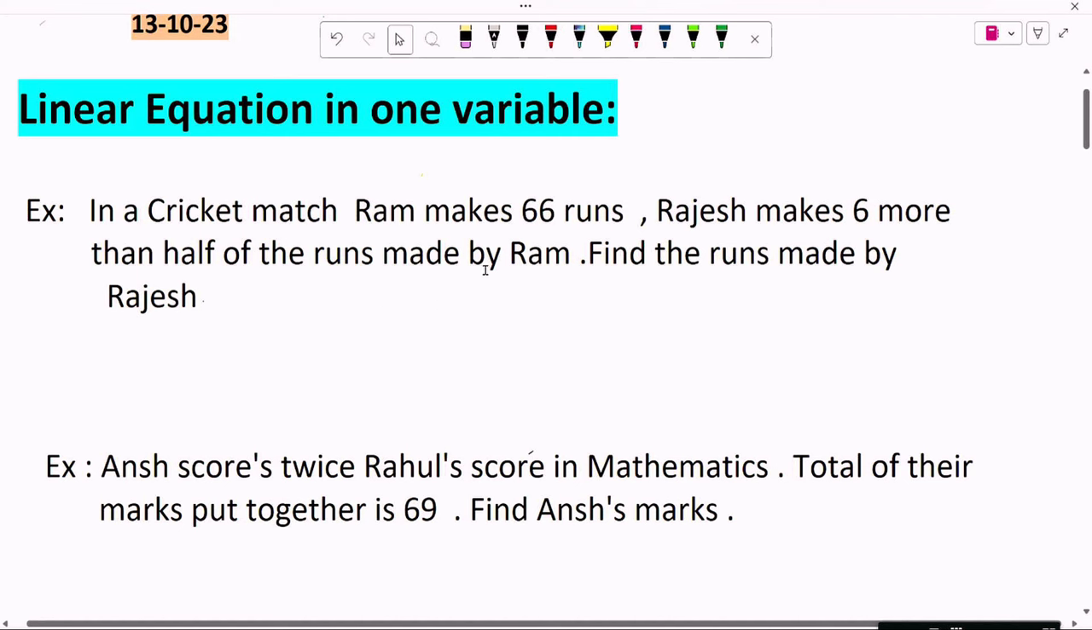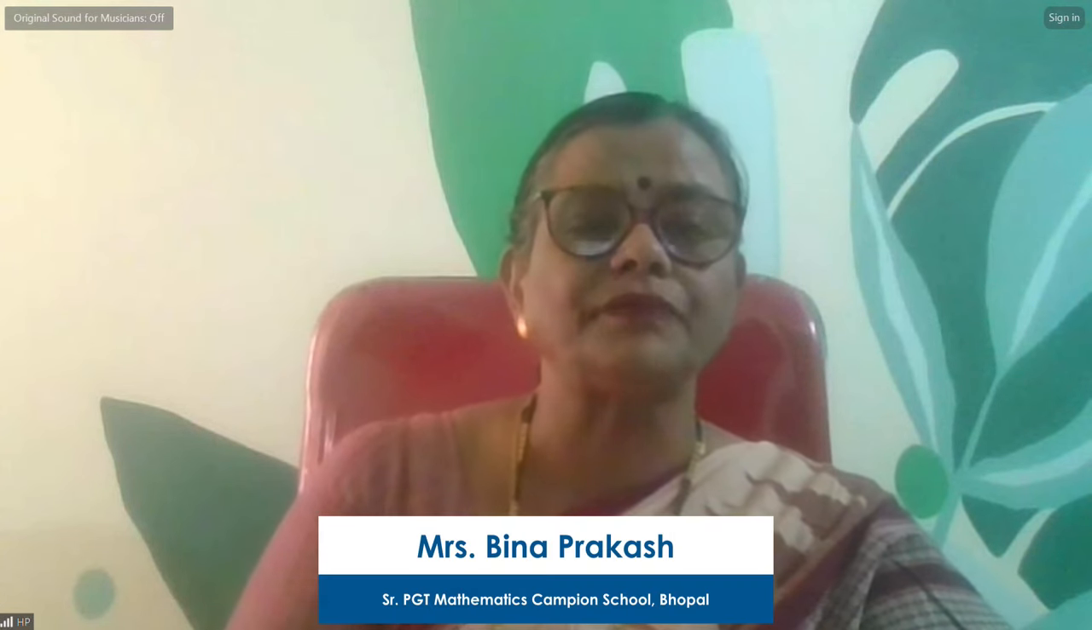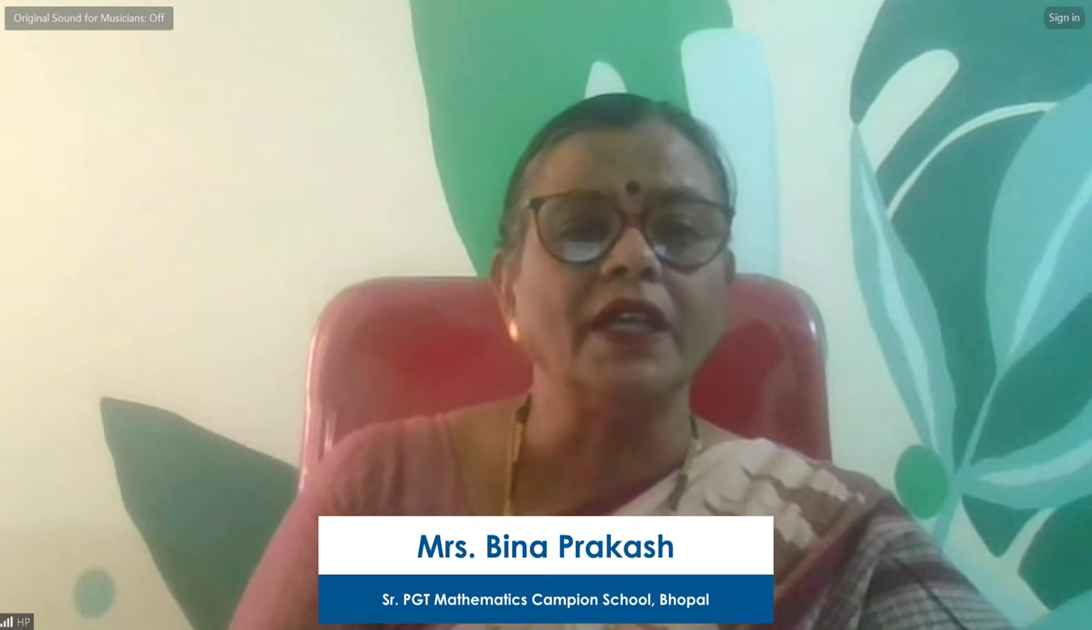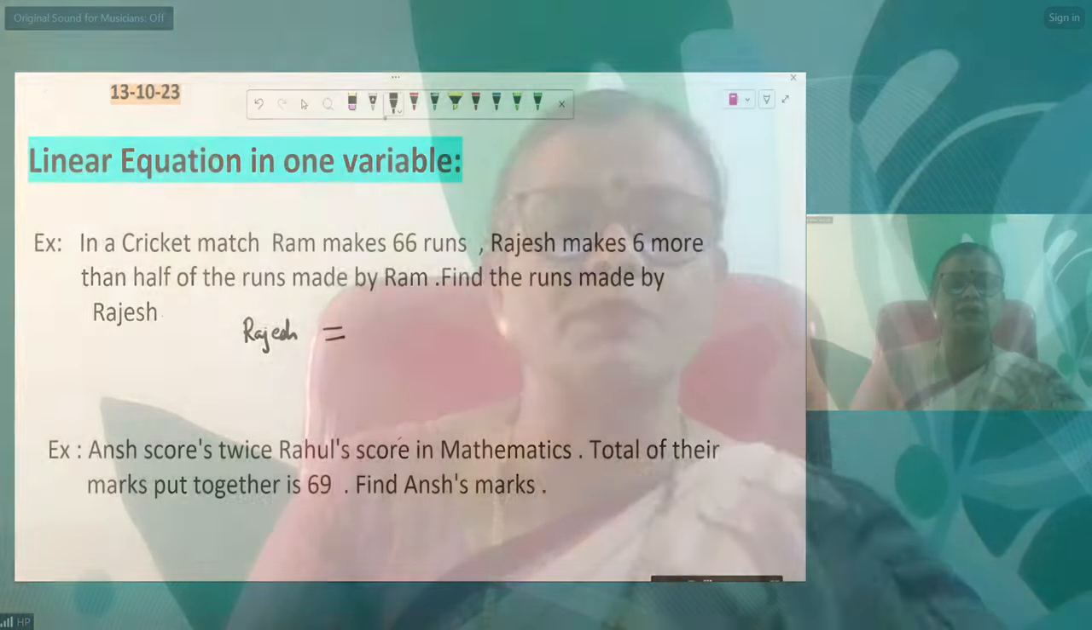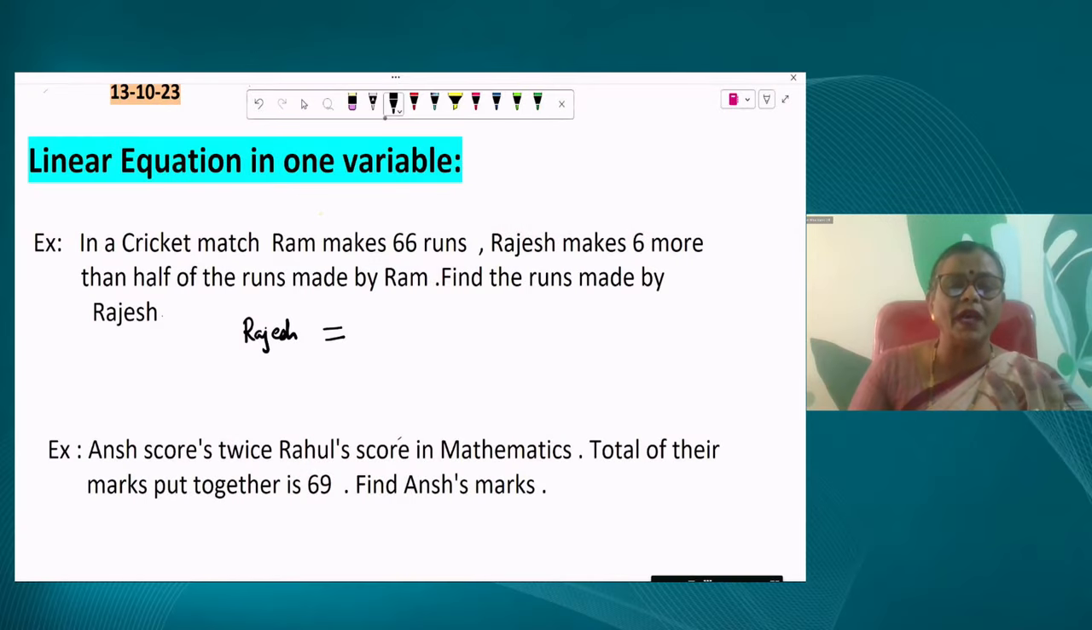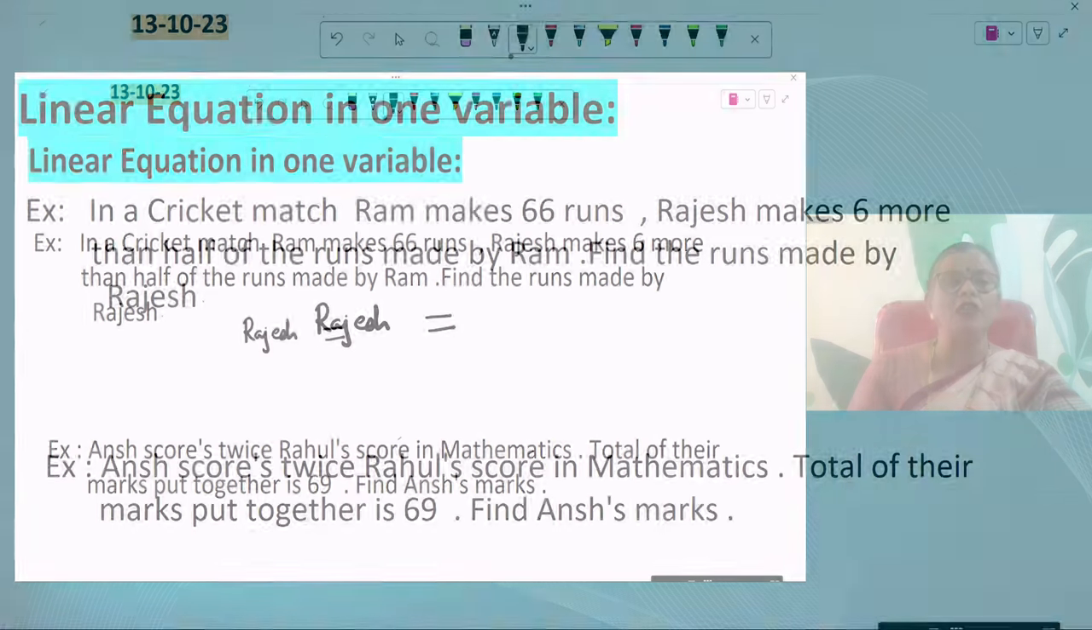So how do we frame that expression? That is what is important. In a cricket match, Ram makes 66 runs. So information about Ram's runs is there. But Rajesh is making 6 more than. So the runs made by Rajesh is, means we put an equal to sign. When we write an expression, every element has its own representation. The word is translated into equal to.